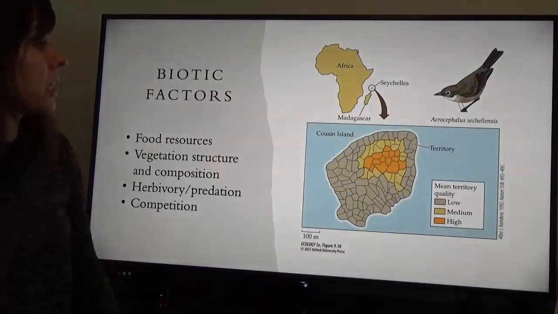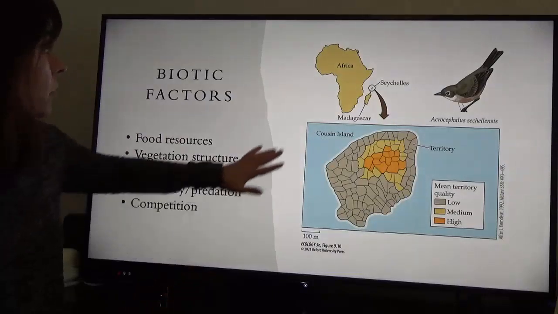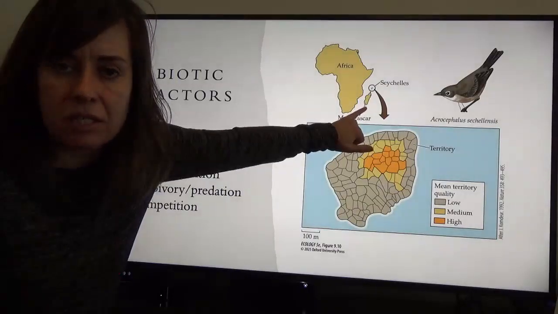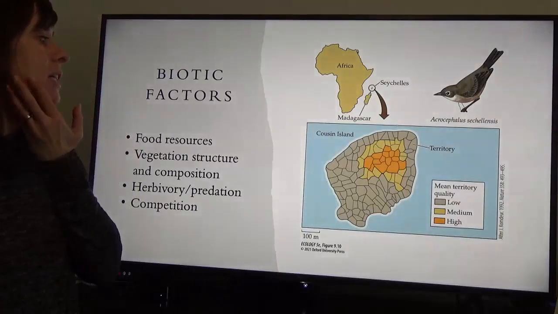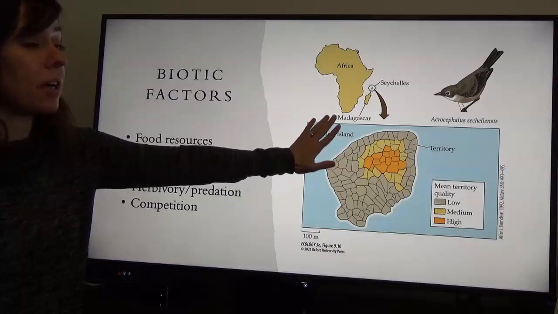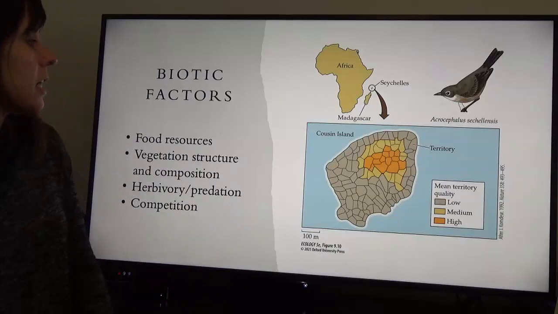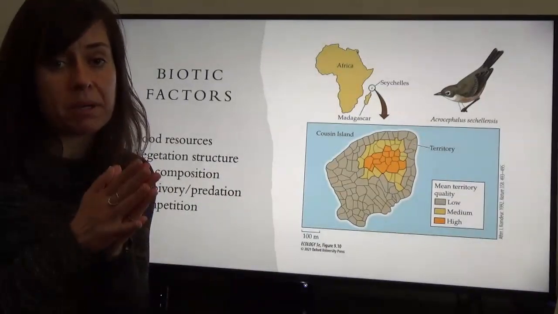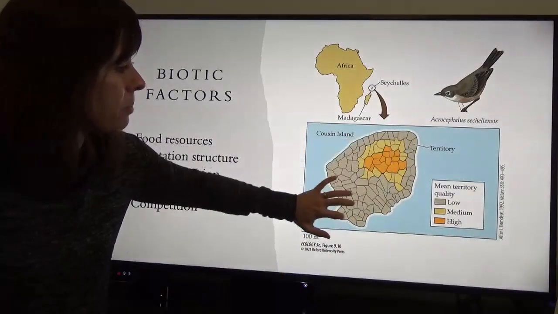And so in this case, we're looking at this lovely little warbler, the Seychelles warbler. Here's the Seychelles Islands. Here's Madagascar. We just visited Madagascar talking about those chameleons, and we're up here in this little set of islands. And this Seychelles warbler is an endangered species. It occurs only on this single island, Cousin Island. And these are highly territorial birds. They form mating pairs and defend their territories. And so you can see this whole region carved up into territories.